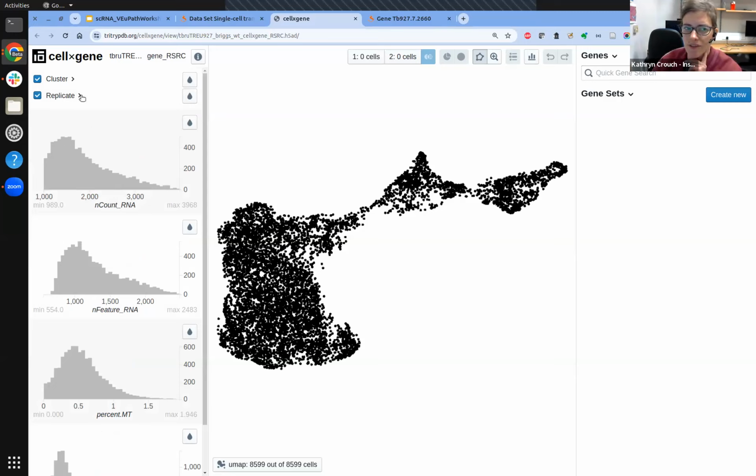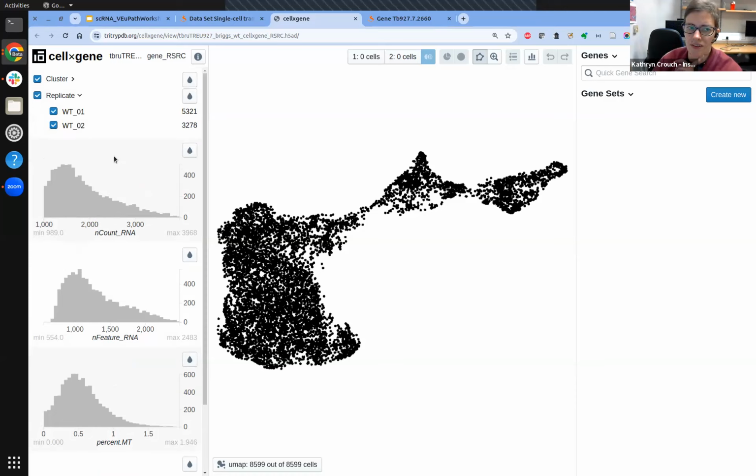The first thing we have here is the replicate. And this is experimental metadata, I guess. So if I expand this, I can see that this experiment actually had 2 replicates for wild types. And some of those cells, obviously one cell can't have come from 2 different experiments. So some of those cells will be from wild type 1 and some will be from wild type 2.